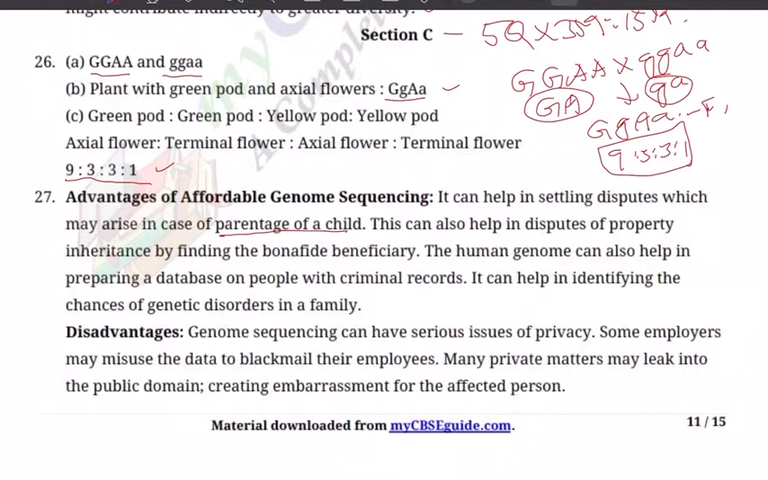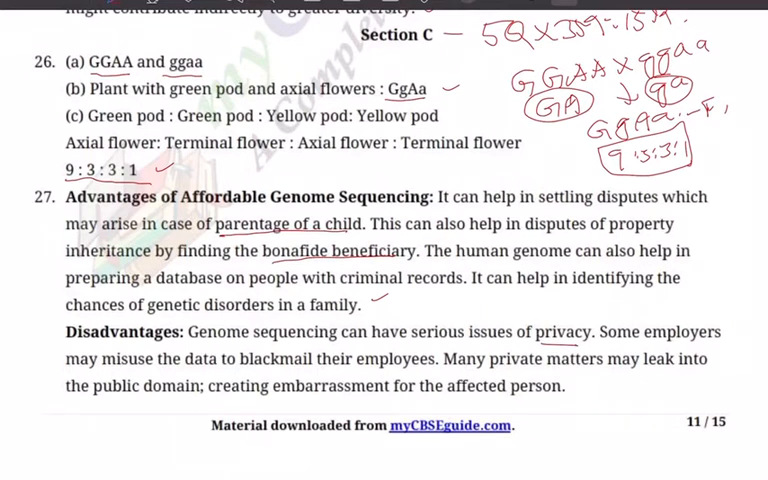Advantages of affordable genome sequencing. It can help in settling disputes which may arise in case of parentage of the child. Biological parents will be detected. This can also help in disputes of property inheritance by finding the bona fide beneficiary. The human genome can also help in preparing a database on people with criminal records. It can help in identifying the chances of genetic disorders in a family.